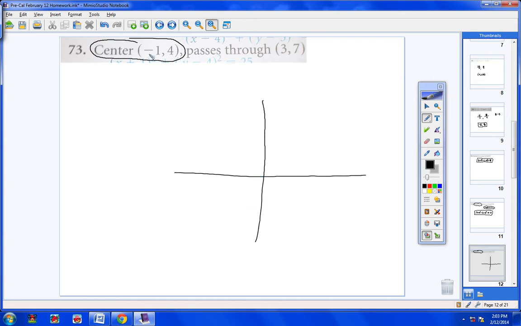The center is at (-1, 4). So there we go. That's easy enough. And then the circle has this center, (-1, 4), and the circle passes through this point right here, (3, 7), which is right here. So this is the center, right here. This is the center, and the circle passes through this point right here.